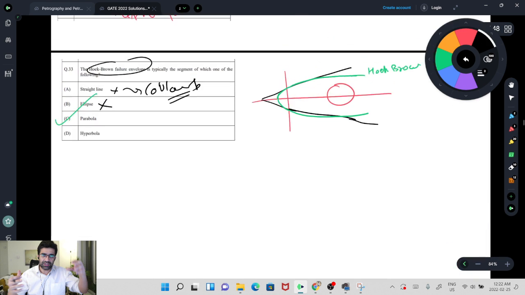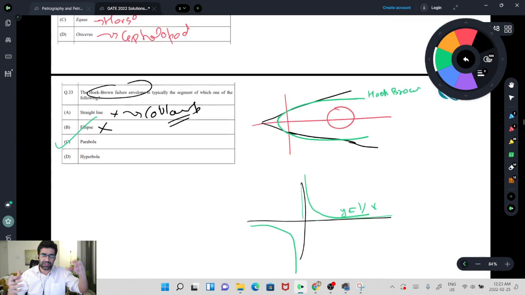So how do hyperbolas look like? For example, one of the easiest examples of hyperbola is 1 by x. So y equals 1 by x looks something like this. They usually get parallel to these perpendicular lines. This is called asymptotic.